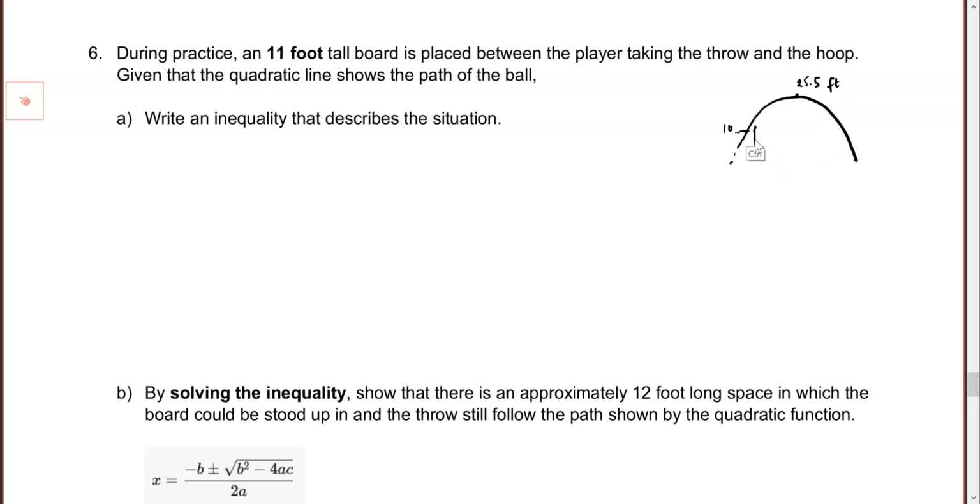Somewhere a board is going to be placed. Now, it could be placed near the hoop. It could be near the start. It could be anywhere in between, right? So we've basically got a region where it could go, right in front of the players all the way out. I want to know, where could I put it but not impede the ball? And I've also put, write an inequality that describes the situation. Right, so what do we write?